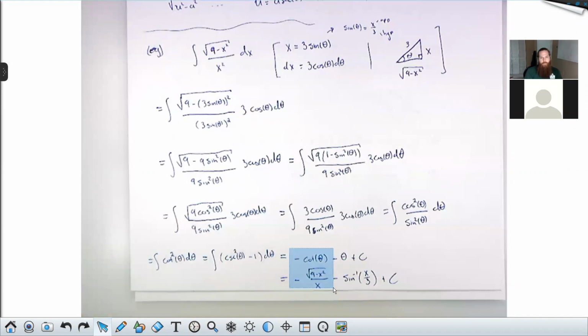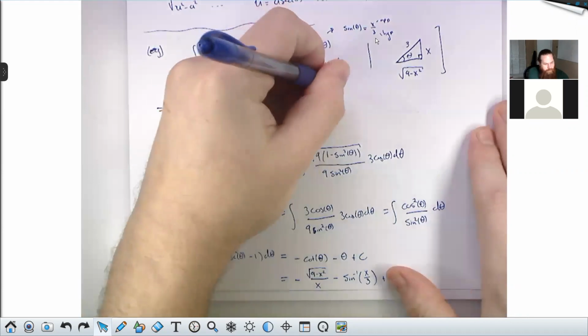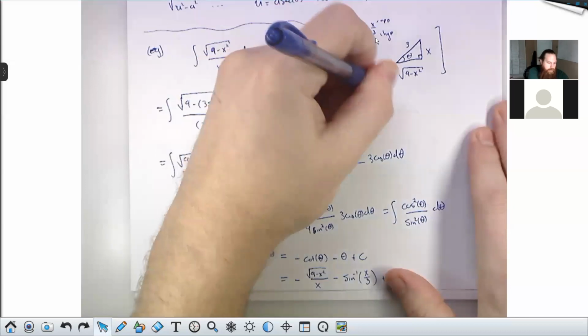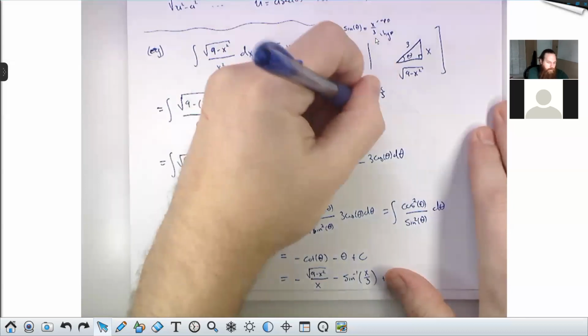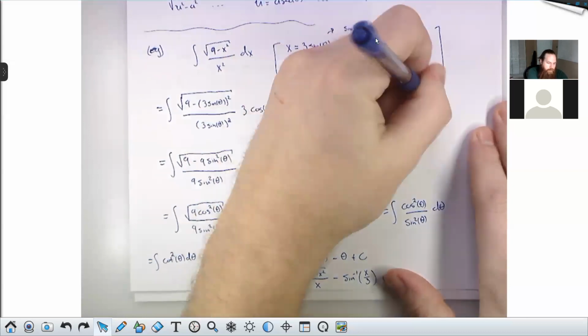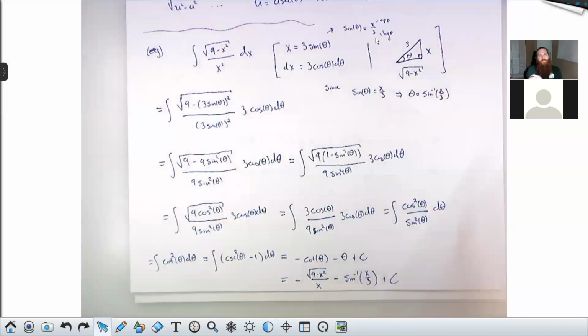So this comes from the triangle. And this is coming from here. I take the inverse sine of both sides to solve for theta. Since sine theta is x over 3, we know theta is the inverse sine of x over 3. That's kind of like the problems we did last week to introduce this, where you solve for theta.